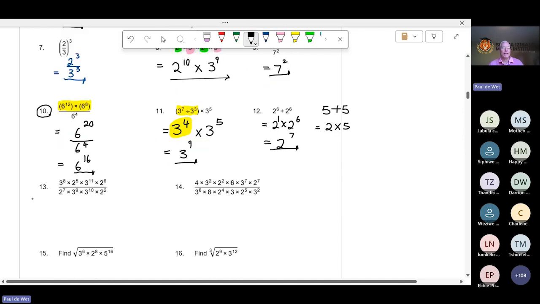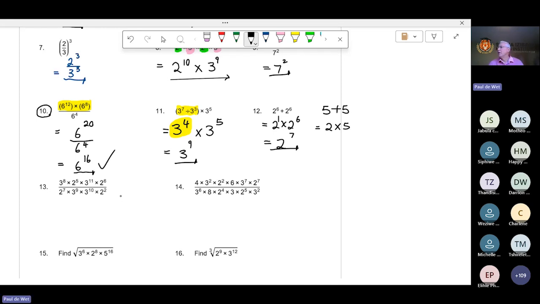Number 13. Now, number 13 looks scary. I'm just seeing what the question was here. You're talking about this question over here. If you add then minus, then that's fun. That's right, 6 to the 16.